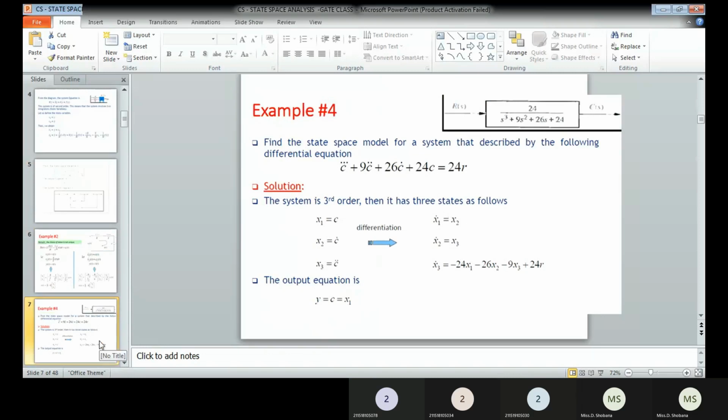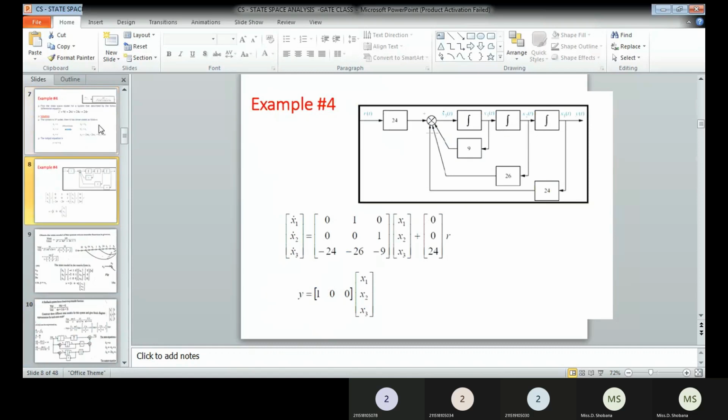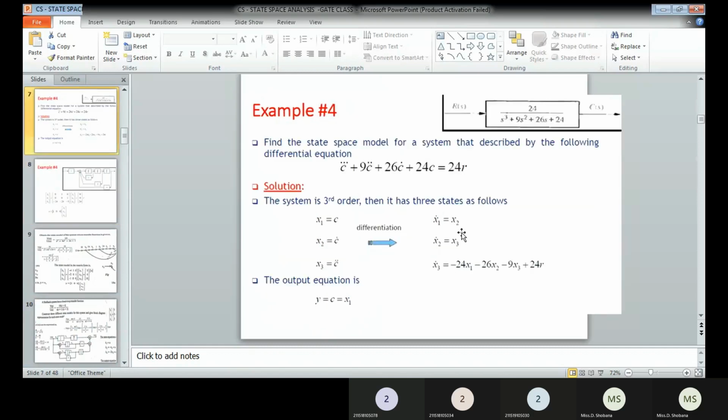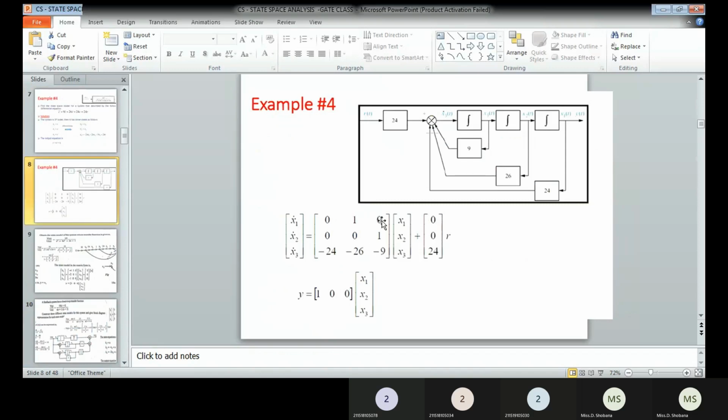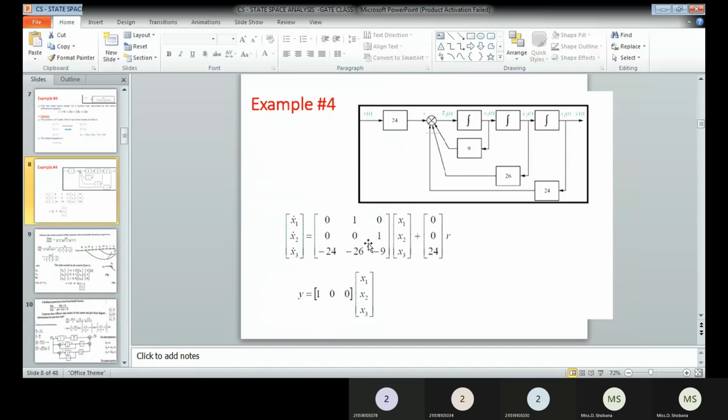Once you have done that, it's very easy to write the state model and the state diagram also. So here you have to look at the x1 dot equation, we are having only x2. So therefore, here x1 is 0, x3 is 0, x2 is 1. And similarly, in the second equation, x2 dot only x3 is there. So therefore, 0, 0, 1. And here minus 24, minus 26, minus 9. So 0, 0, 24. So y is equal to 1, 0, 0 times x1, x2, x3, like that.